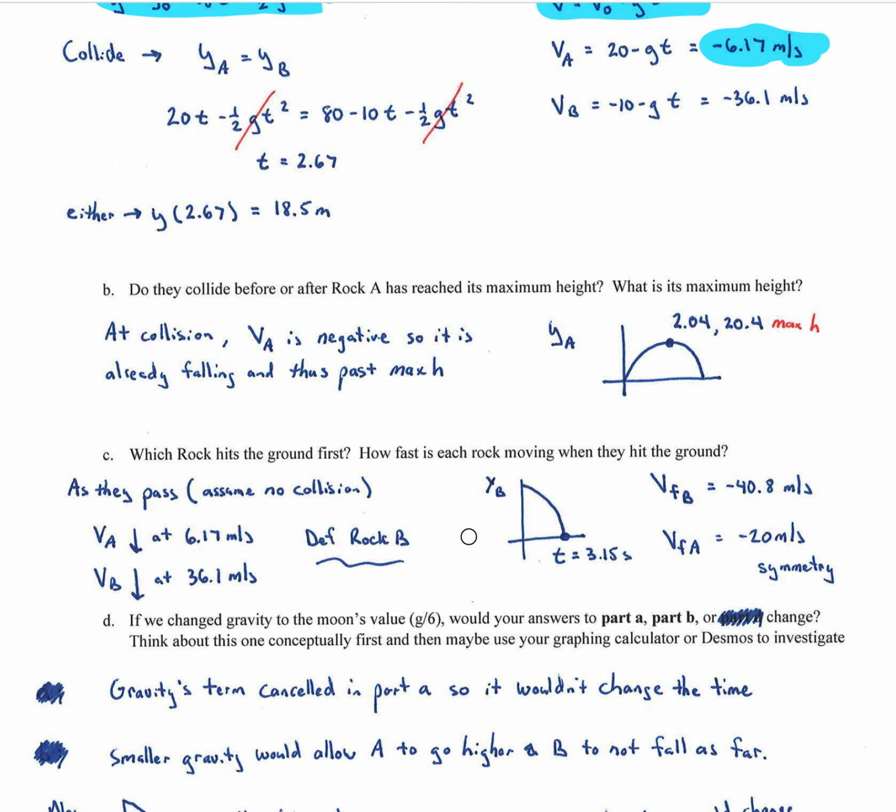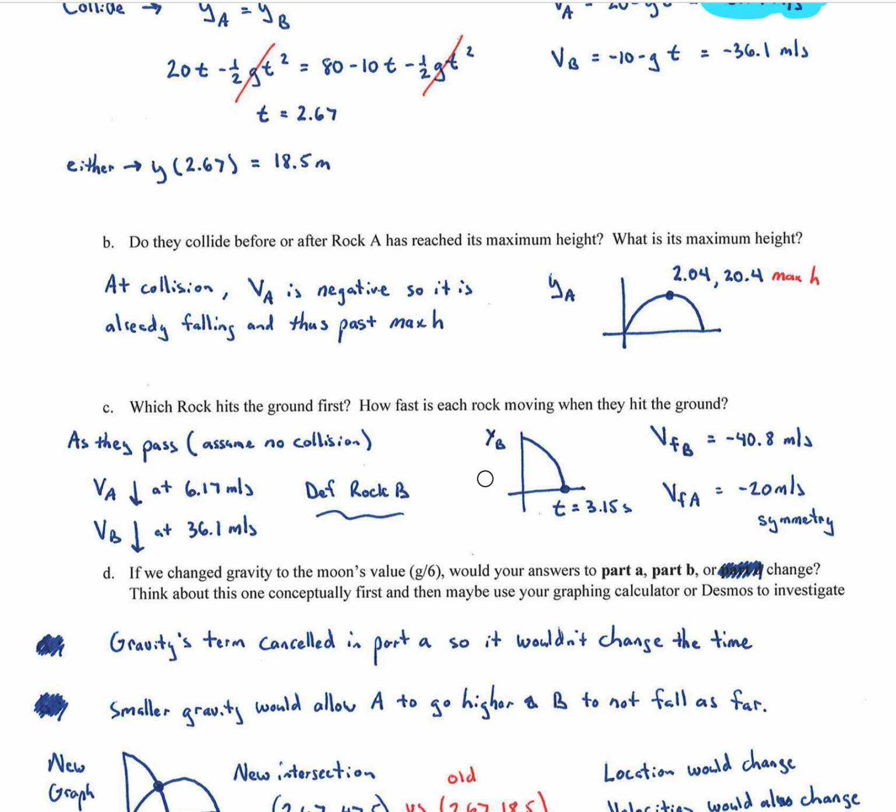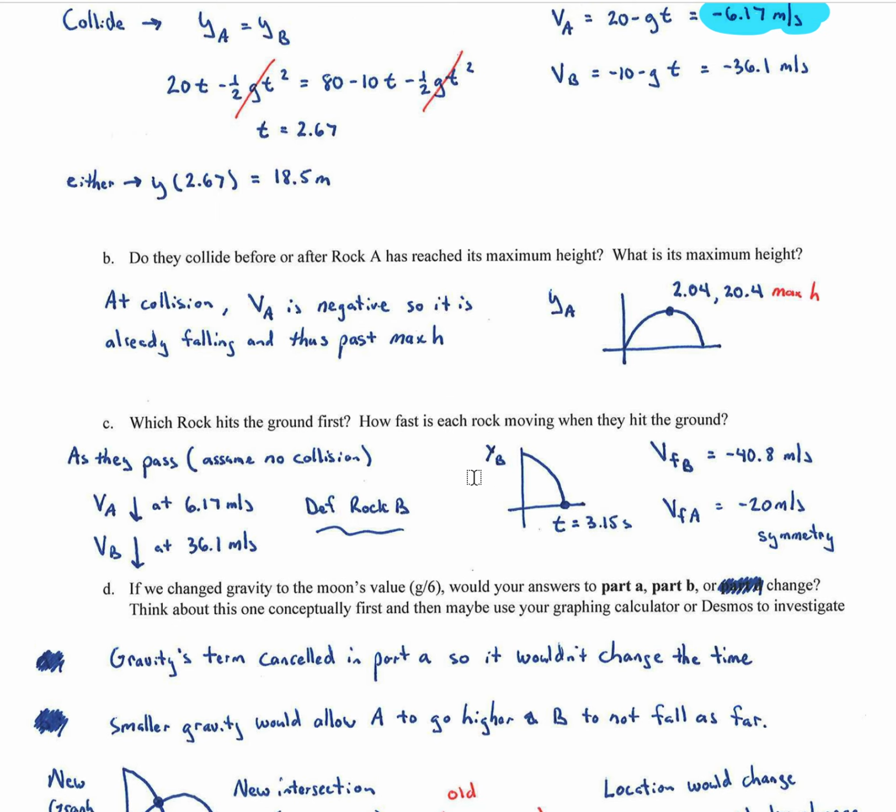Which rock hits the ground first? How fast do they move when they hit the ground? Again, assuming they don't collide, right? Because otherwise they're not going to hit the ground. They're going to, I don't know, shatter each other. But as they pass, think about it: A was already moving down at 6.17. B was moving down at 36.1. So clearly, rock B is going to hit the ground first.